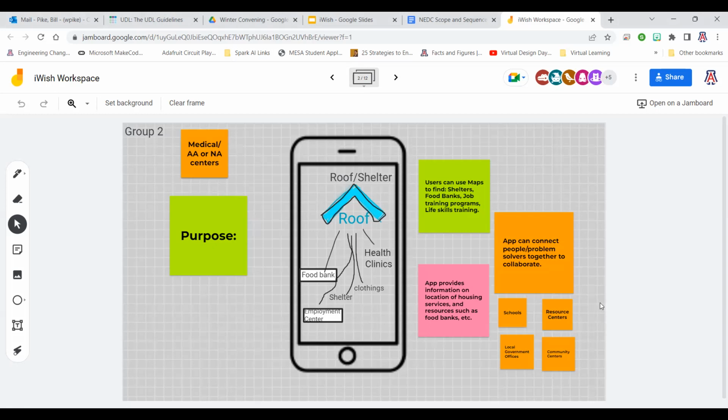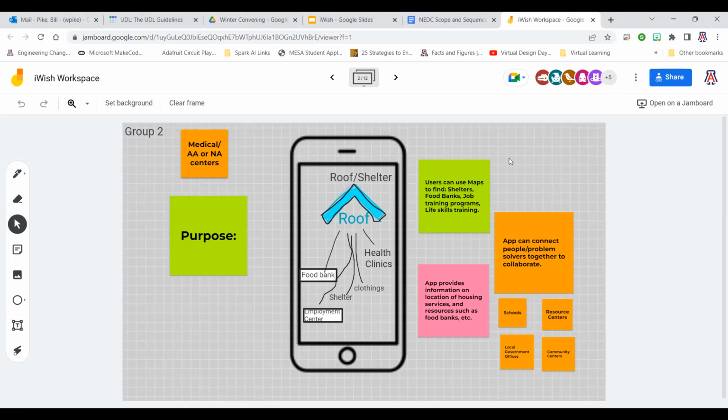Okay, so we have this app and we named it Roof. We're just trying to think of a synonym for shelter. And it turns out there already is an app similar to that out there. I asked the question of how do homeless people have cell phones and data plans. And apparently in another state, they are given cell phones.